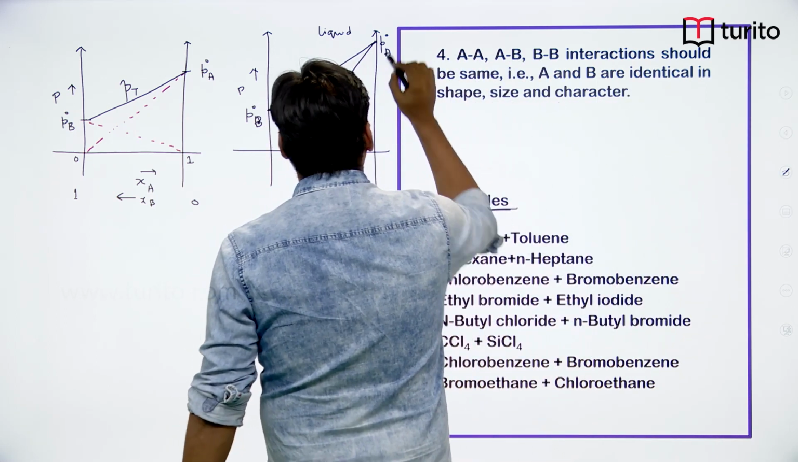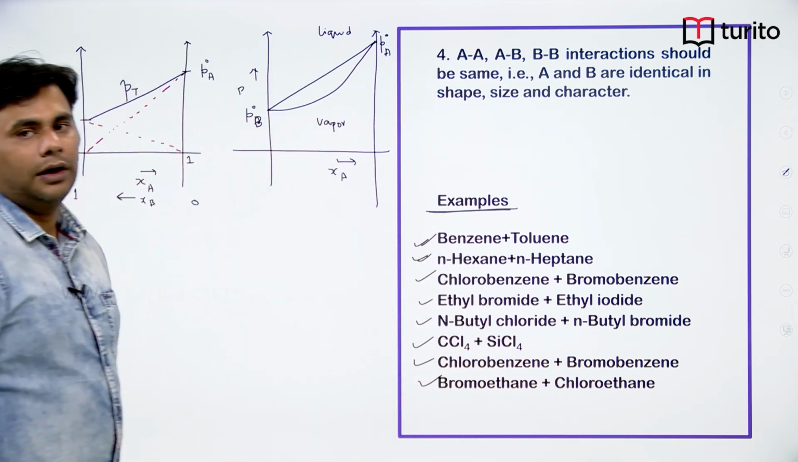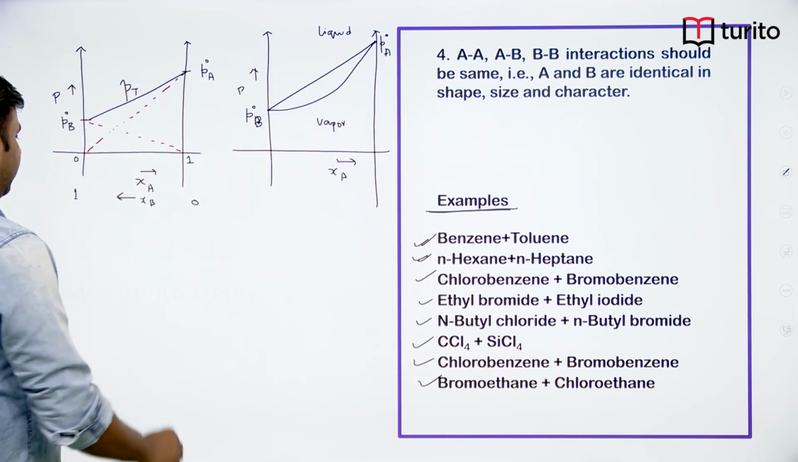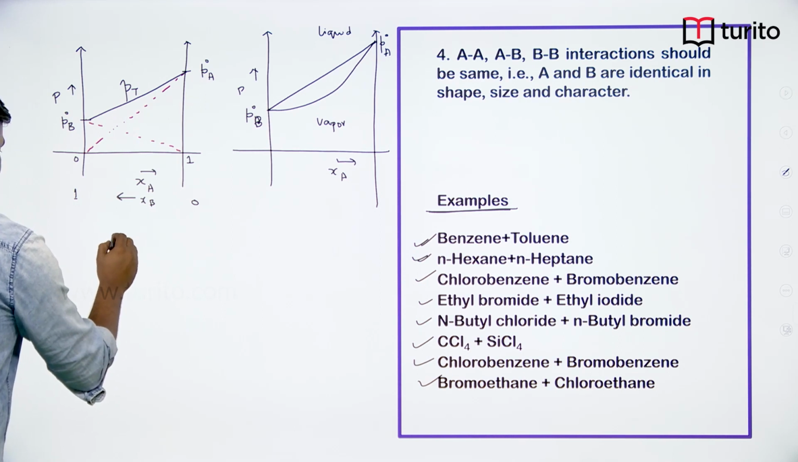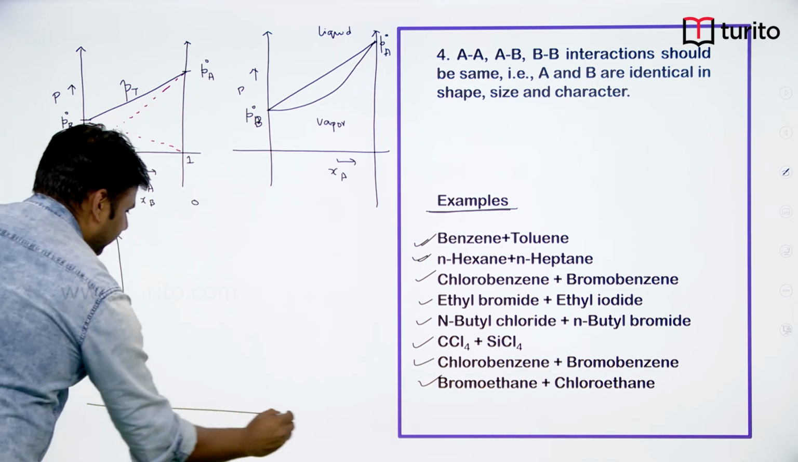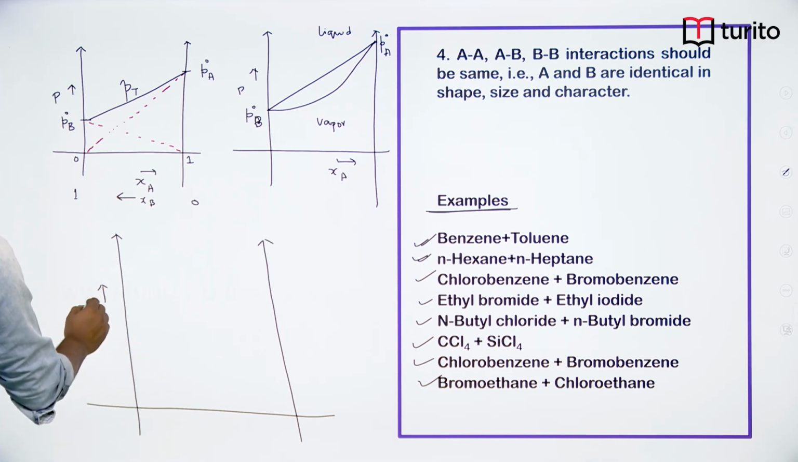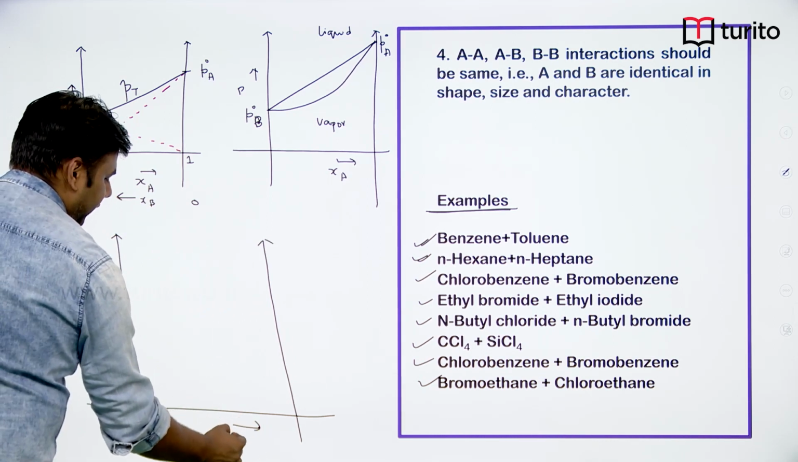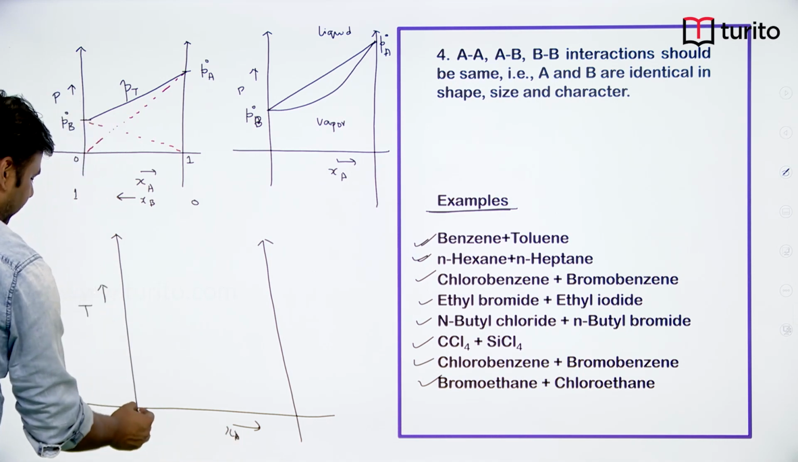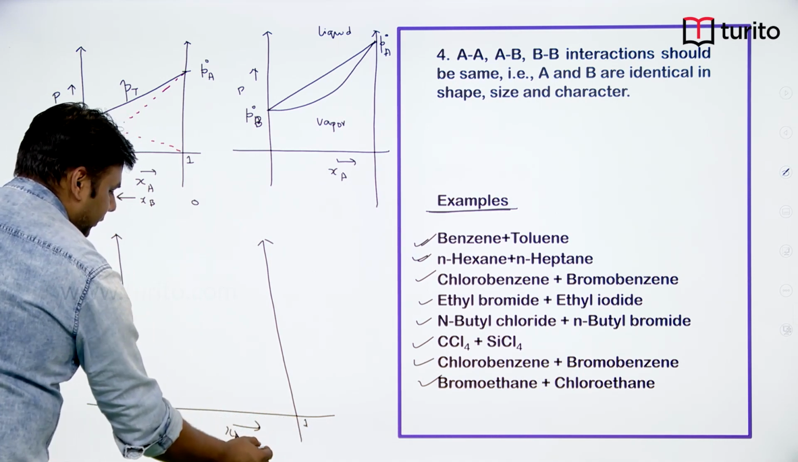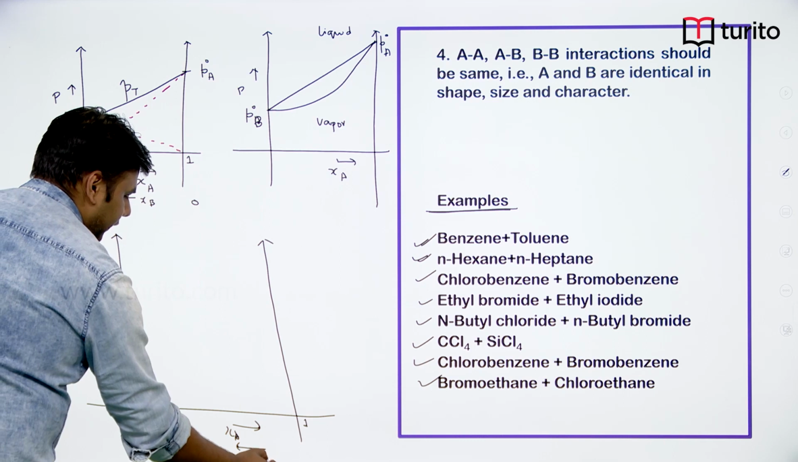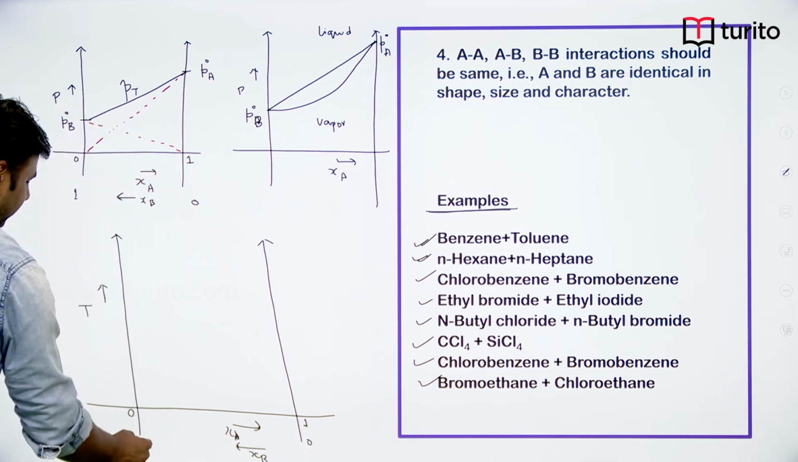Okay, so if we want to convert this into a temperature versus mole fraction curve, let me draw the temperature versus mole fraction curve. Now we know that XA was 0 over here and XA is 1 over here. Similarly, when XA is 1, that means XB is 0 and XB would be 1 over here.